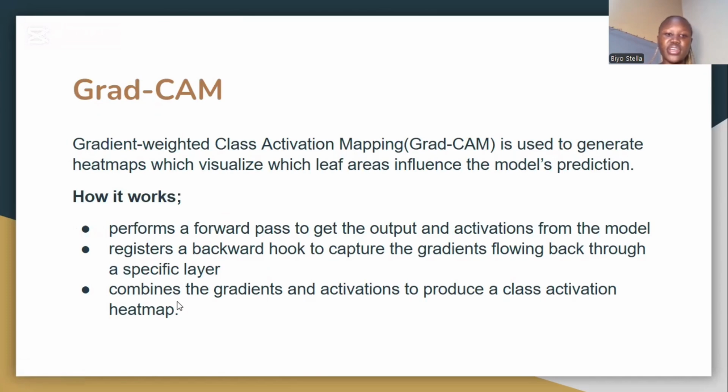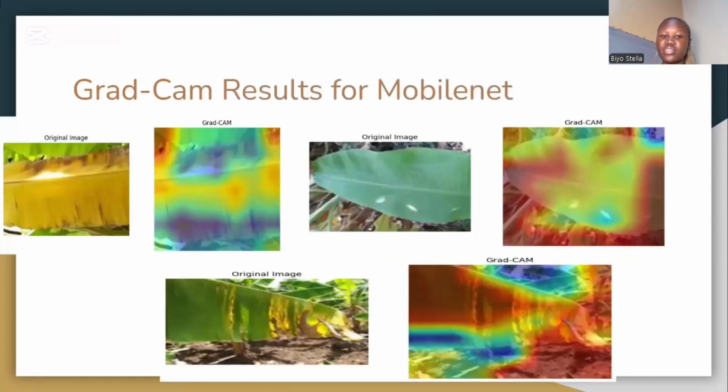The details of Grad-CAM: Grad-CAM is used to generate heat maps, which visualize which leaf areas influence the model's prediction. And this is how it works. It performs a forward pass to get the output and activations from the model. Let's head straight to the results that we got from Grad-CAM.